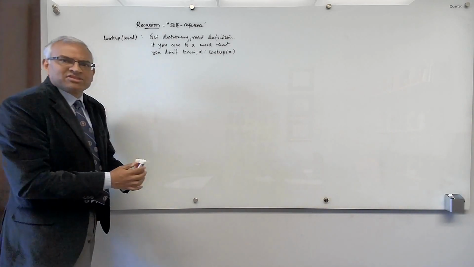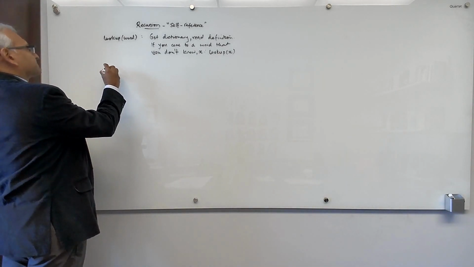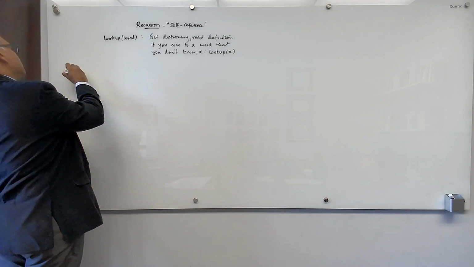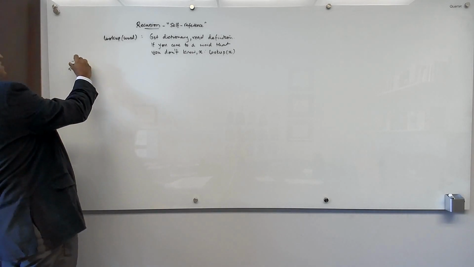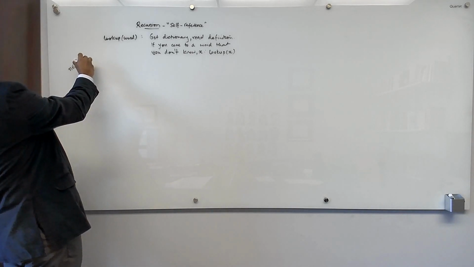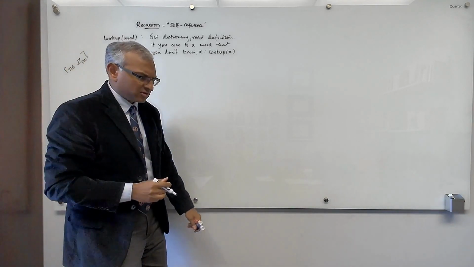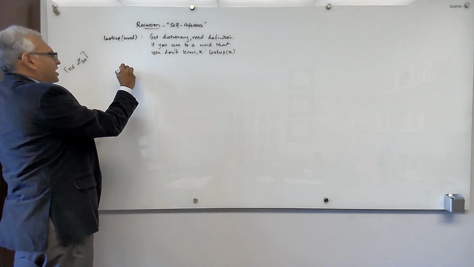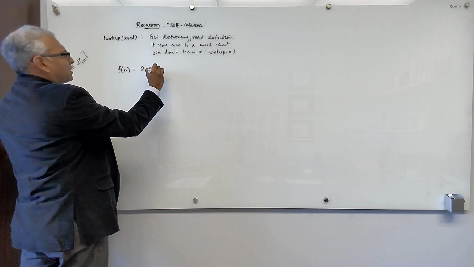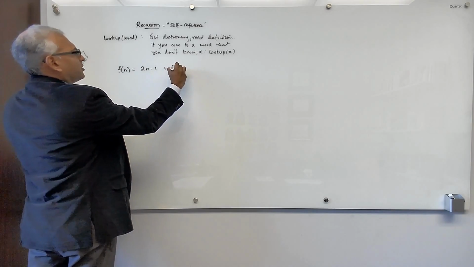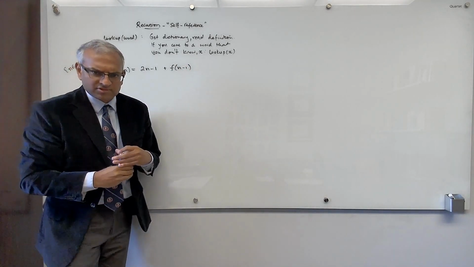Okay, let's get more mathematical and define a simple recursive function. Okay, so let's assume that n is a non-negative integer, so we'll write that as n is in the integers that are greater or equal to 0. Okay, just to specify the domain, and let's define this function f of n, which is equal to 2n minus 1 plus f of n minus 1. Okay. And we ask ourselves, is this a well-defined function?